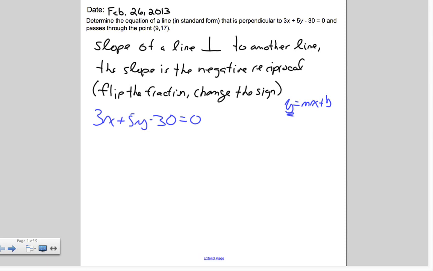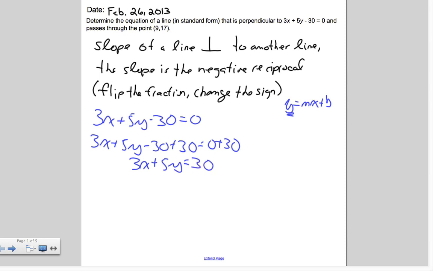So what is the one thing that we can do to start? Matthew? Add 30. Let's add 30 to each side. Minus 30 plus 30 is equal to 0 plus 30. So we get 3x plus 5y is equal to 30. We're partly there. What else can we do? Pooja? Subtract 3x. Good. So now we're going to subtract 3x.